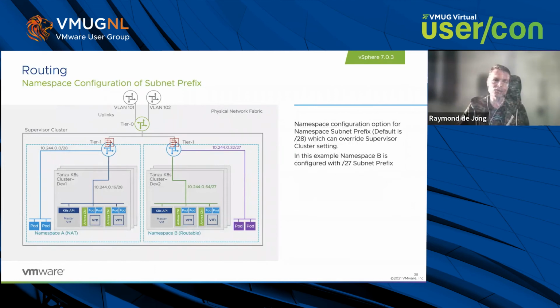And then on the namespace level, you can configure a subnet prefix. So say by default, you'll have a supervisor cluster with a /28 subnet prefix. On the namespace level, when you create a namespace, you can override that. And on the right, you see an example in purple where we have specified a /27 subnet prefix because we expect this namespace to require larger subnets. And NSX-T in turn takes care of allocating that IP and segments to that given namespace.